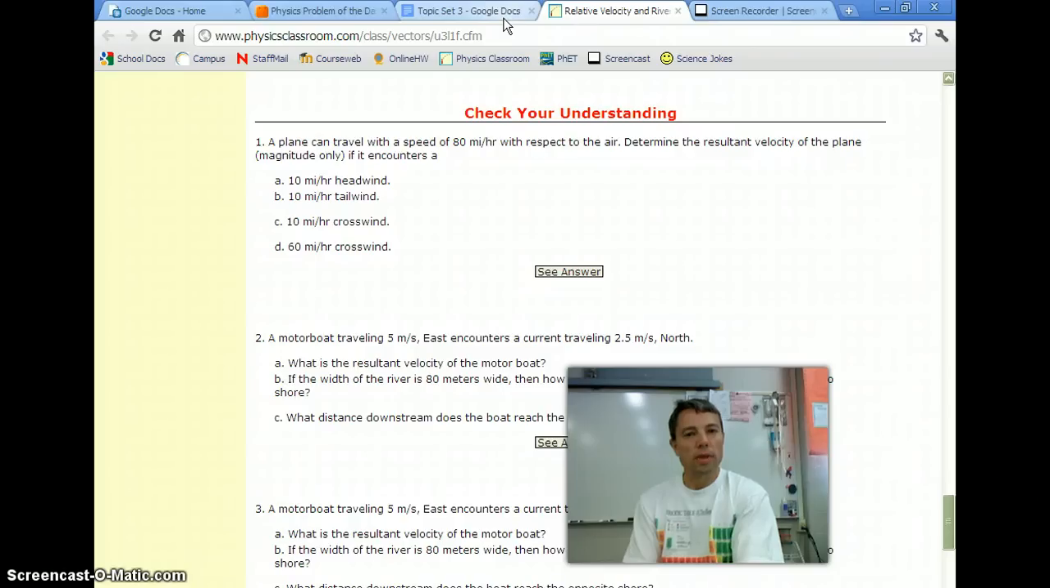So we do have relative velocities and projectiles. We are tying in a lot of work with vectors, and so at this point we're going to be ready to take one of our nice little tests to make sure we know what we're doing, and the test should be made up again of multiple choice questions.